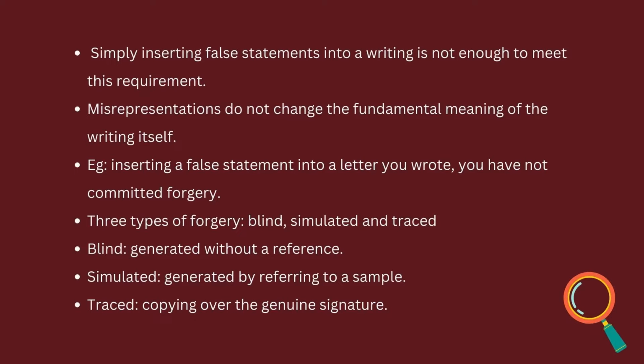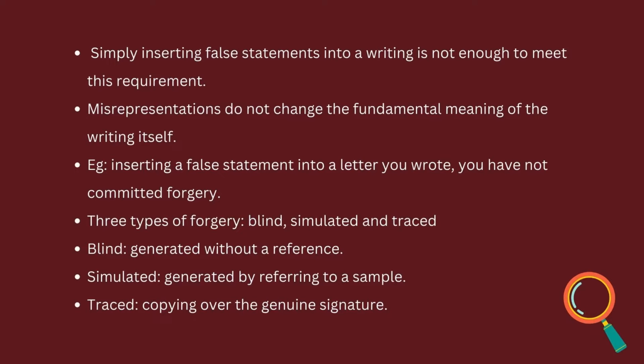There are three types of forgery, which are blind forgery, simulated forgery, and also trace forgery. Blind forgery means that these signatures have little to no resemblance to their customer's actual signature because of the forger that does not have any access to the signature to make it as a reference.